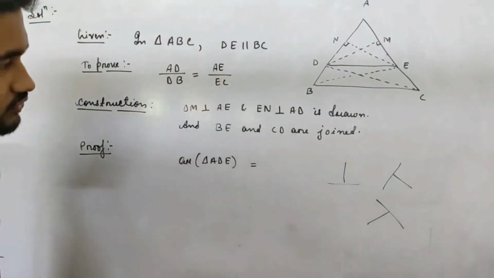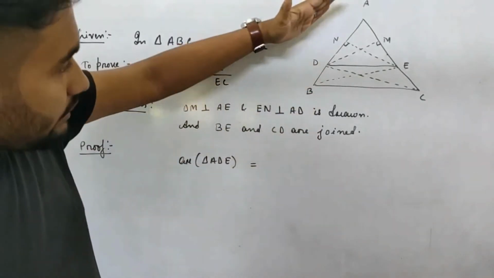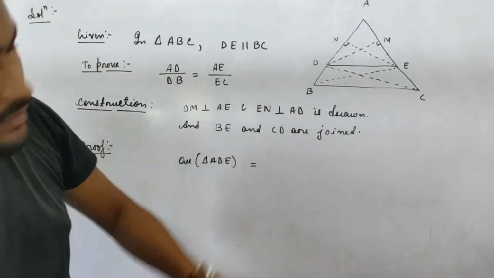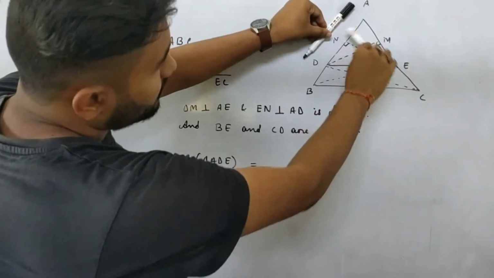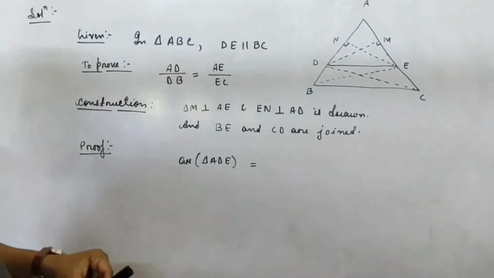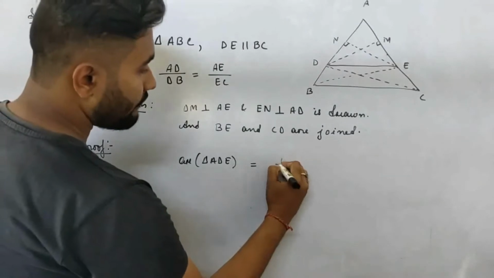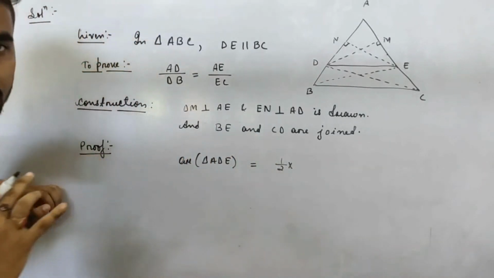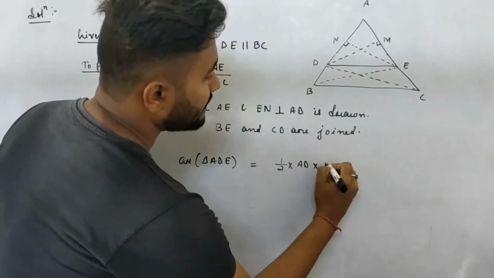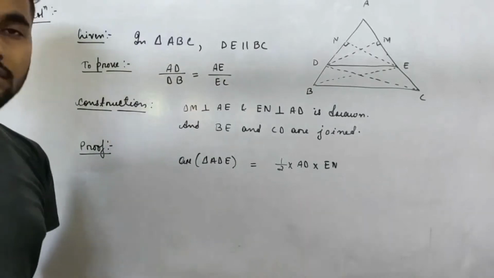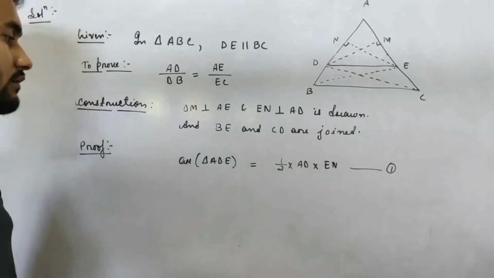Understood? Draw the diagram in your notebook, or see the diagram in the book and try to understand. If this AD is the base, then the height is this, at 90 degrees. So what is the height? EN. What is the formula for the area of a triangle if you have base and height? Half into base into height. I am considering my base as AD, and the height is EN. Half into base into height. This I will give as my equation 1.